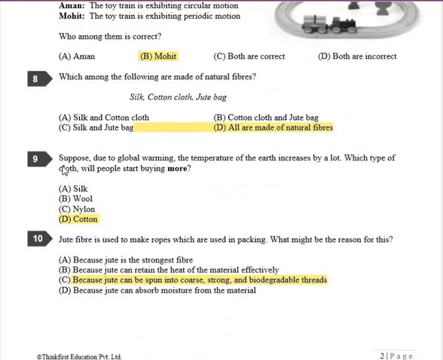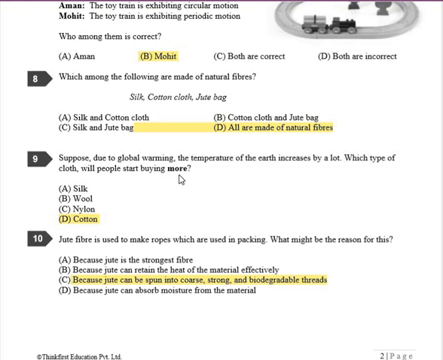Now coming to question number 9. Suppose due to global warming, the temperature of Earth increases by a lot. Which cloth will people start buying more? When the temperature is higher, which cloth will be more suitable? That is cotton cloth, because it is very light and comfortable. It absorbs sweat also. So the most appropriate answer will be D, that is cotton cloth.